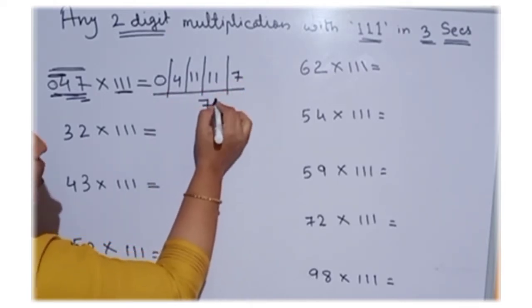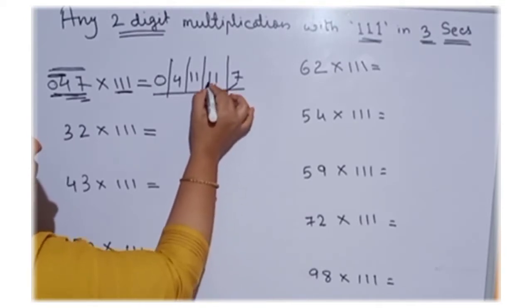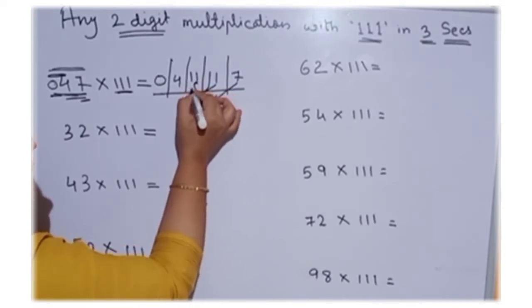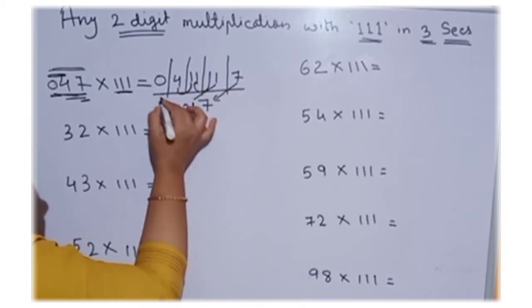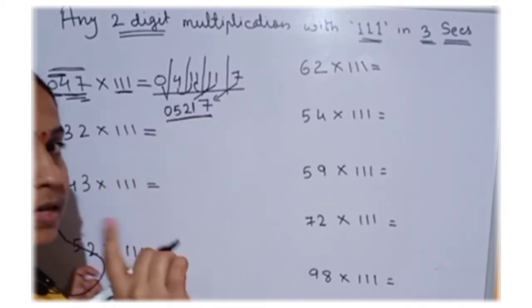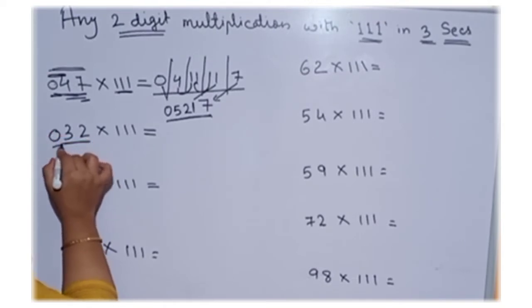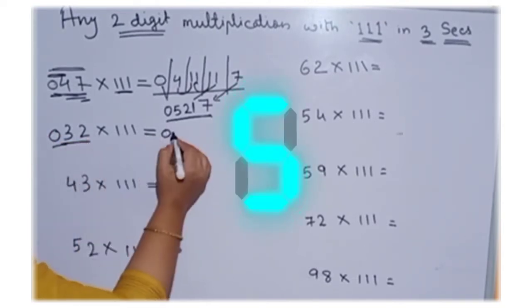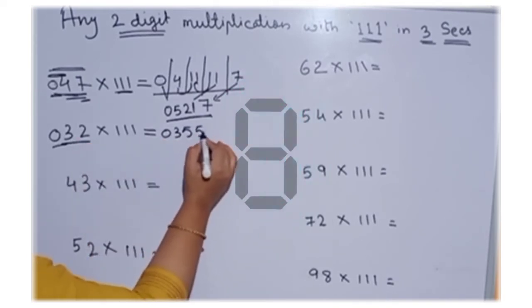एज वी ऑल नो, एक प्लेस पे एक ही डिजिट रहता है 1. ये 1 कैरी फॉरवर्ड हो जाएगा यहाँ पर. It will add to 1, plus 4 will be 5, 0 as it is. As simple as this. Now next sum. It will be 32. Add 0. So 0, 3, 5, 5, 2.